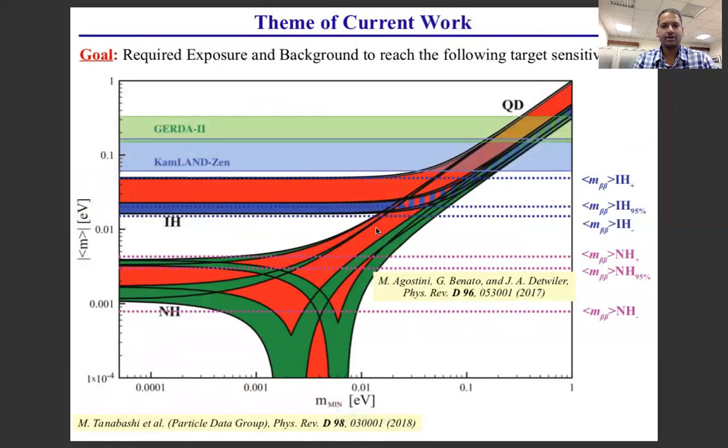This is the theme of the current work: to move ahead with the selected 3 sigma discovery potential statistics, to provide the required sensitivity in terms of exposure and background to reach the following target sensitivity, in which the most conservative scenario would be to cover the inverted hierarchy as well as the normal hierarchy. Of course, in the absence of a signature of neutrinoless double beta decay, the experiments need to go towards the normal hierarchy. So we have selected these as our target sensitivity to provide the requirement in terms of exposure and background.